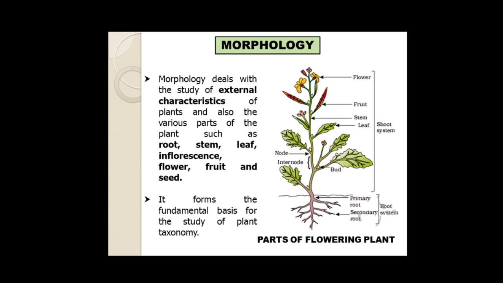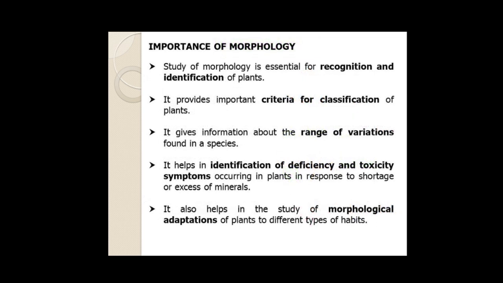So morphology forms a basic fundamental for the study of plant taxonomy. So let us see the importance of morphology. Why should we study the morphology? It is essential for recognition and identification of plants. Next, it provides important criteria for classification of plants. It gives information about the range of variations found in a species.